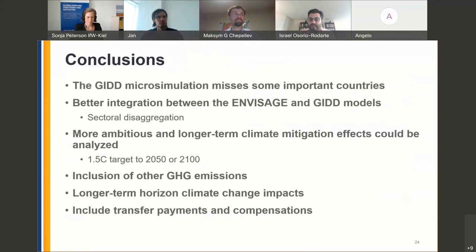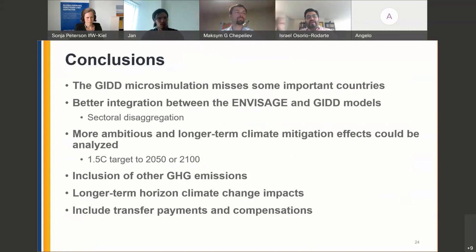We can have a more detailed sectoral disaggregation, because we are only working with two sectors, agricultural and non-agricultural, but we are trying to incorporate more sectors in the microsimulation. We can go for more ambitious and longer-term climate mitigation effects that go up to 2050 or 2100. Obviously, there is also the inclusion of other greenhouse gas emissions.